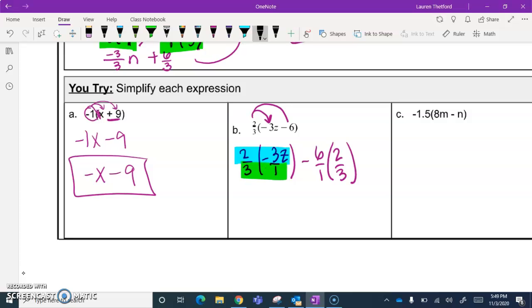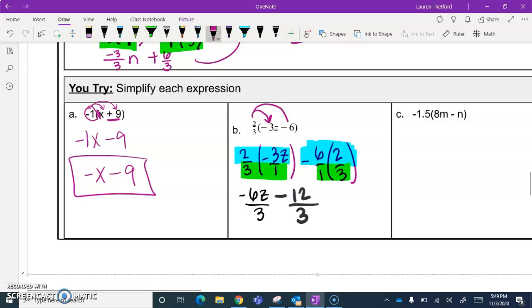And I multiply straight across on top and on bottom. So I have 2 times -3 is -6, and we keep my z. 3 times 1 is 3. And then the top and bottom of the second fraction, and include that negative in there, or that subtraction sign in there, because we're going to use that like it's a negative. So -6 times 2 is -12. And 3 times 1 is 3.